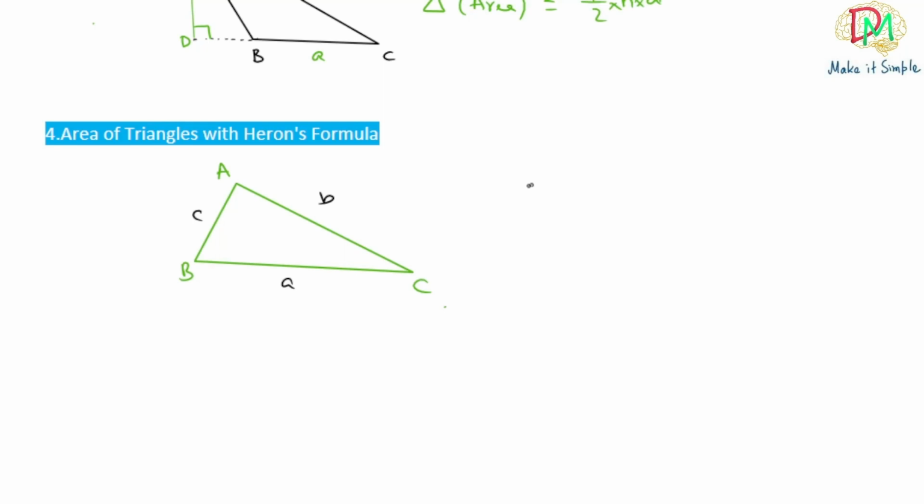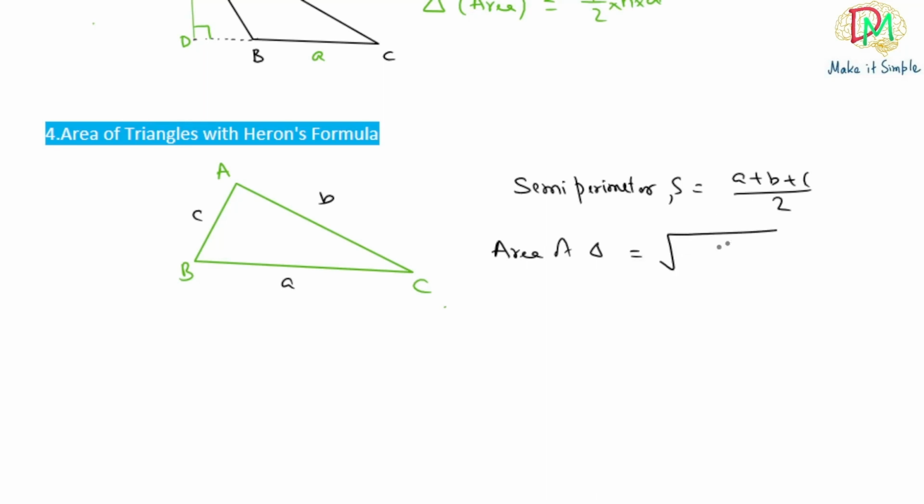So first we find out the semi perimeter. s is equal to a plus b plus c divided by 2. So a, b, c are the length of the three sides. It is the semi perimeter, half of the perimeter. Next we can find out the area of triangle is equal to root of s into s minus a, s minus b and s minus c.